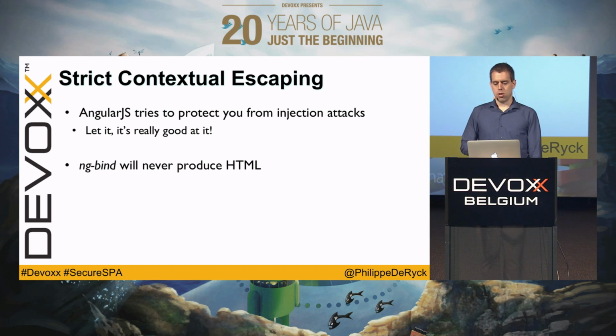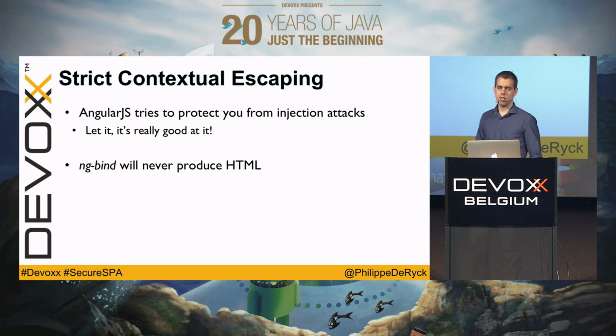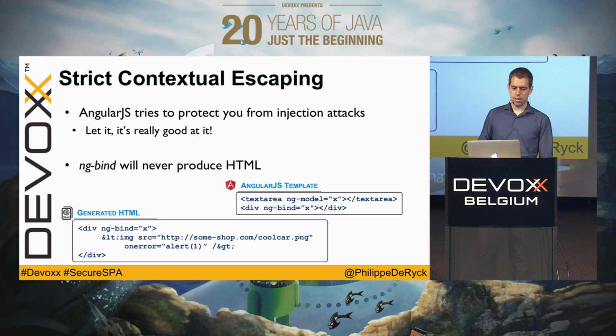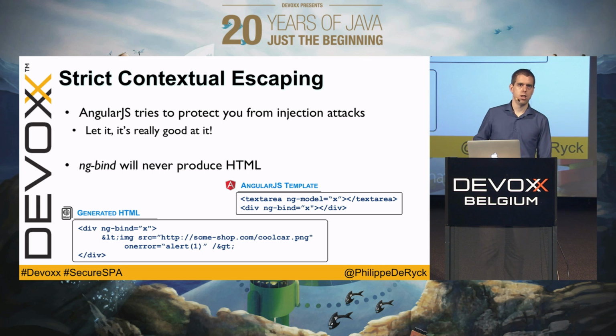Let me walk you through the different options. ngBind, as we saw, will never produce HTML. That's with the double mustache or ngBind itself. Never ever will it produce HTML. So if you use it like this, it will produce escaped data, which is good. That's the way it's supposed to work. So as long as you use this, you will not have a script injection vulnerability. That alone is wonderful. I mean, this is something that was not possible before these frameworks. And now we have it out of the box.